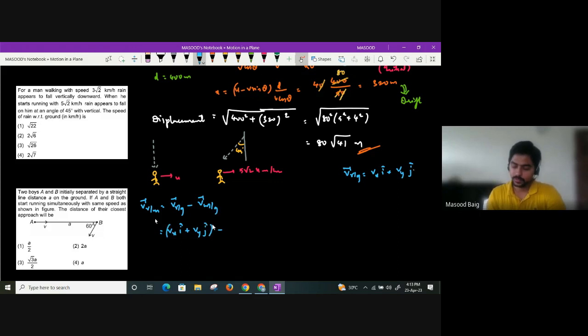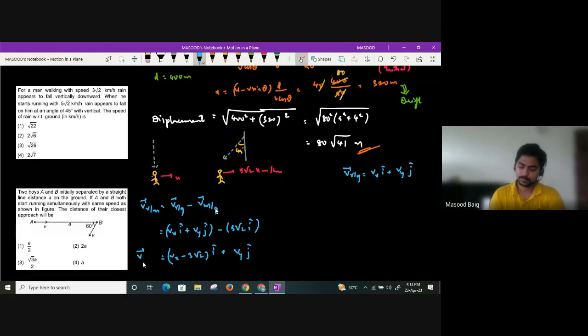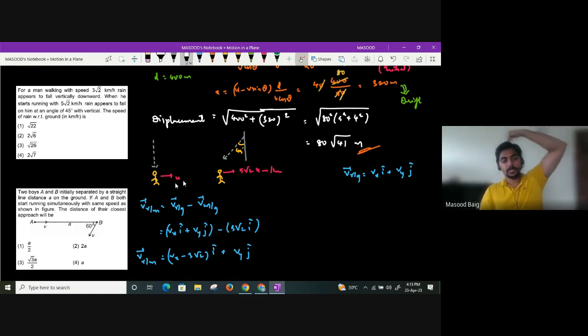How is the motion of man, beta, in first case? Is it 3 root 2 i cap or not? Is that clear? Now what will I get? Vx minus 3 root 2 i cap plus Vy j cap. This is velocity of rain with respect to man when he is walking at 3 root 2 kilometer per hour. So when man is walking at 3 root 2 kilometer per hour, rain appears to fall to him vertically.